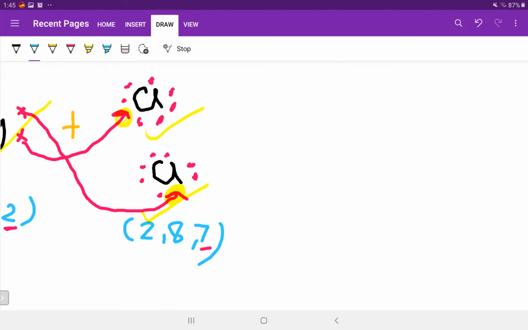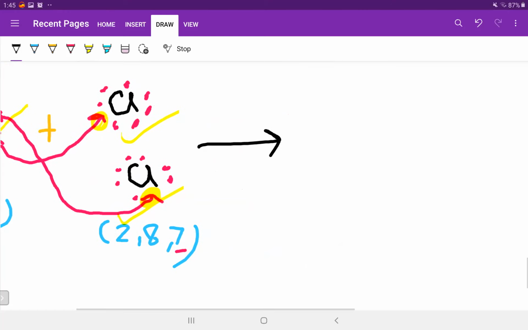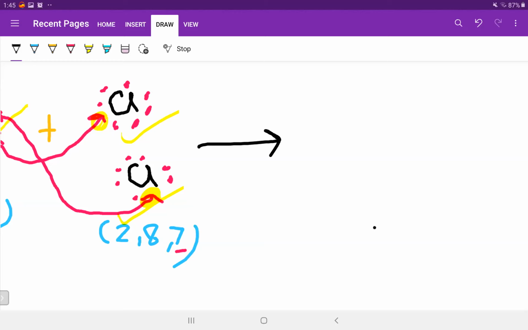So let's now write the product. So what is the product? Product will be MgCl2. Everybody knows about that, isn't it? So tell me, what will be the bonding in it? Mg and Cl, yes or no? See, Mg is like here, one here, one here. It's having 2 outermost electrons.